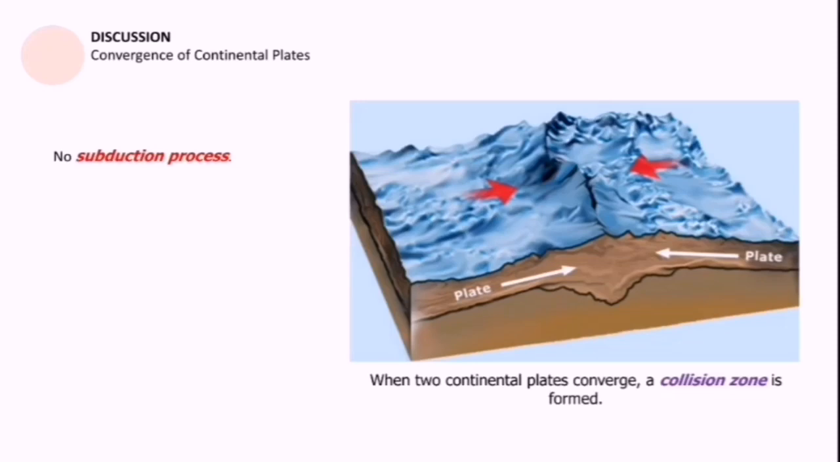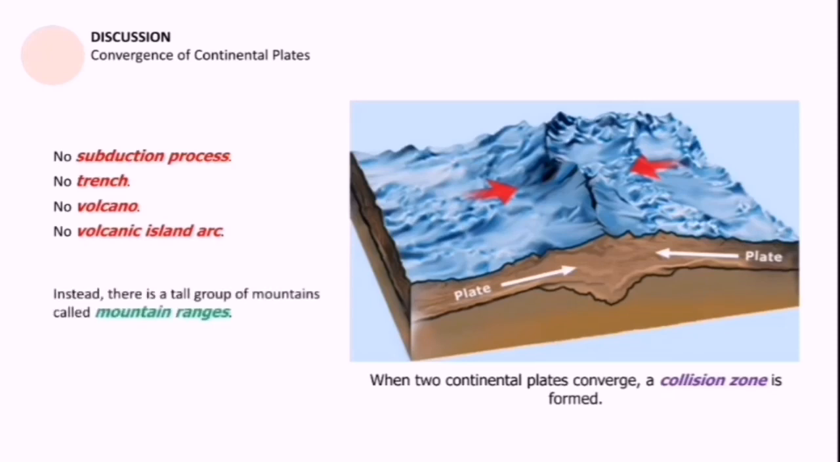It goes upward. And when this happens, there is no subduction zone. There is no subduction process. No plate goes down under another plate. There will be no trench, of course, since there is no subduction zone. There will be no volcano formed. And there is no volcanic island arc because, again, there is no volcano. Instead, there will be a tall group of mountains called mountain ranges.